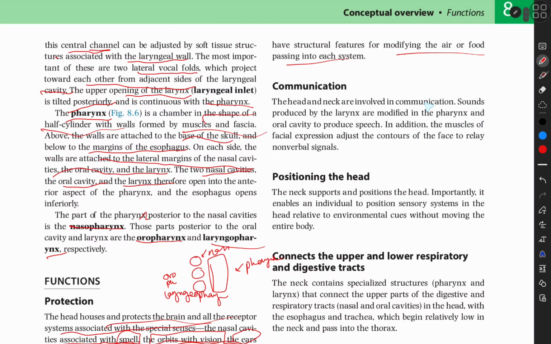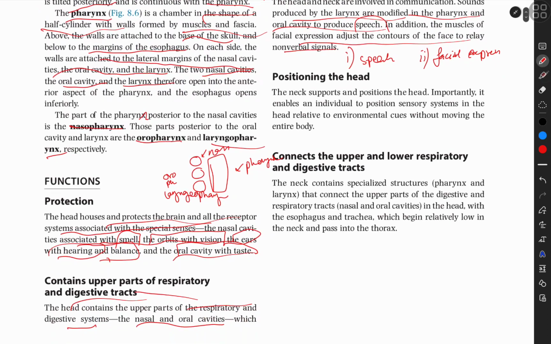The head and neck are involved in communication. Sounds produced by the larynx are modified in the pharynx and oral cavity to produce speech. Very important. In addition, the muscles of facial expression adjust contours of the face to relay non-verbal signs. Okay, so speech and facial expressions by the head. Yeah, but this is like useless stuff.